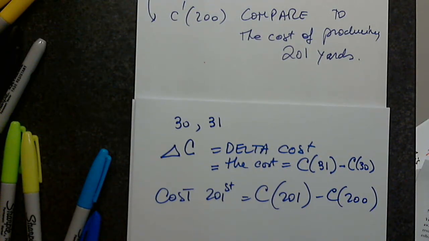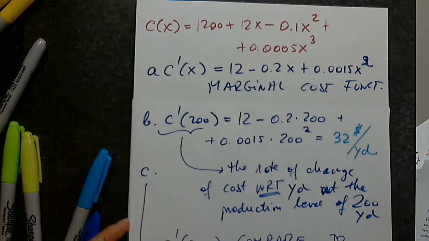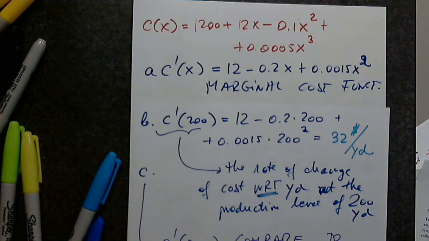What do you think? Don't calculate anything. What do you think that cost of producing the 201st item, where the production is 200, would be? Close to 32. It's not going to be identical, but very close to 32. It has to be close to the rate of change of the cost immediately after 200.